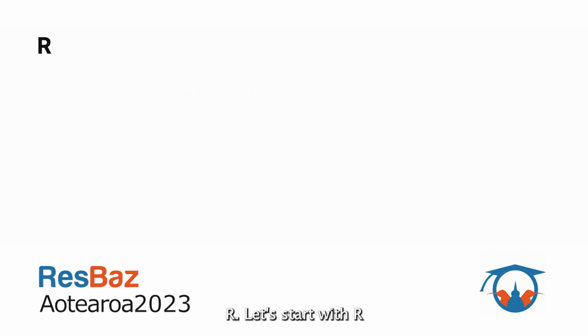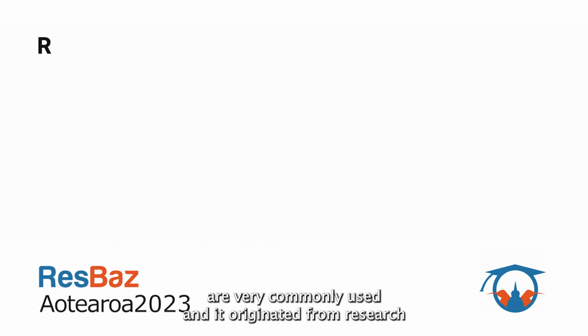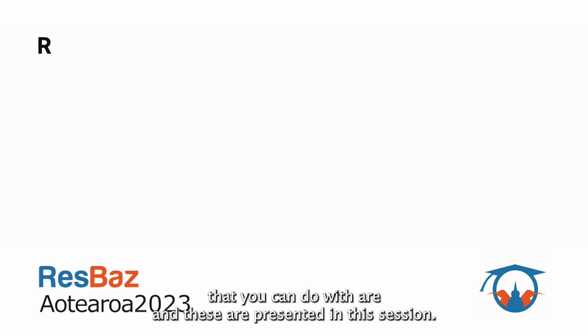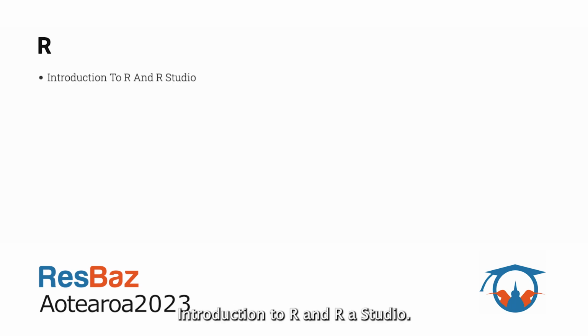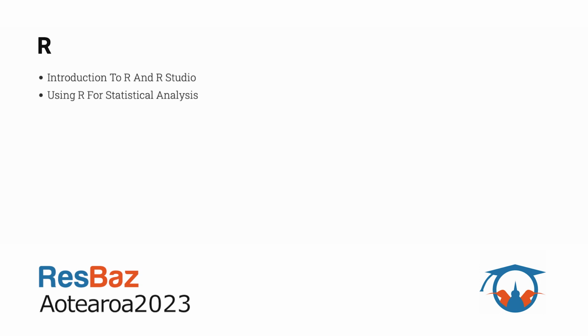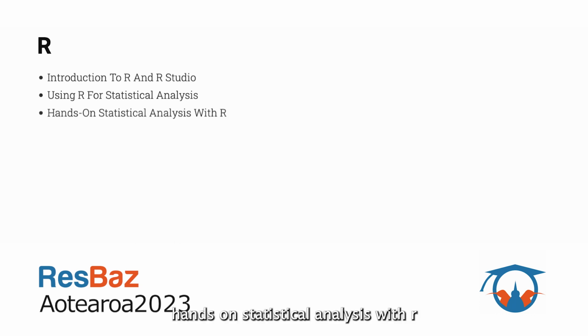Let's start with R. R is very commonly used, and it originated from research needs to undertake statistical analysis and to create graphics. Nowadays, there are heaps of things that you can do with R, and these are presented in the session Introduction to R and RStudio. What you've learned here will be expanded on in Using R for Statistical Analysis and even more in Hands-on Statistical Analysis with R.